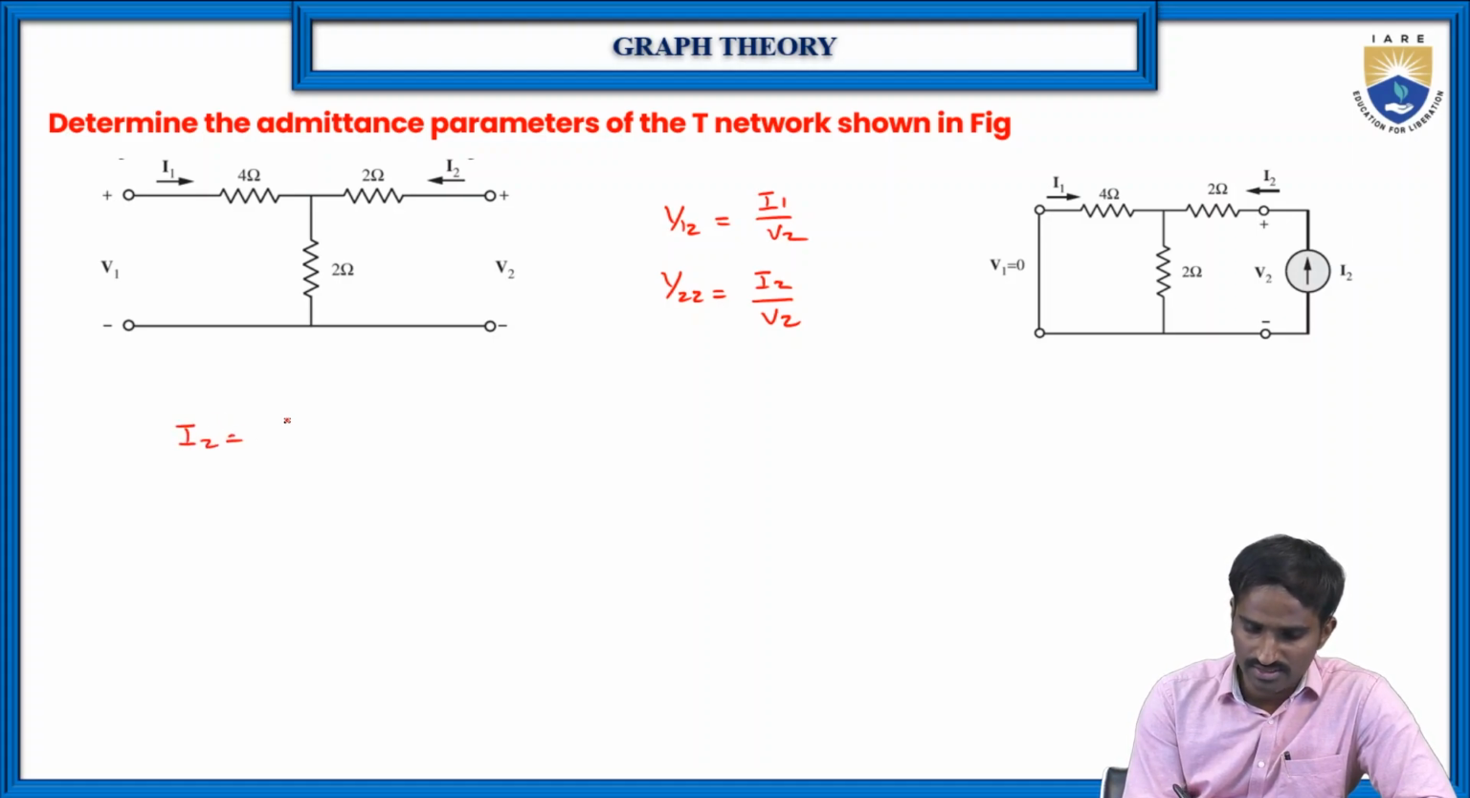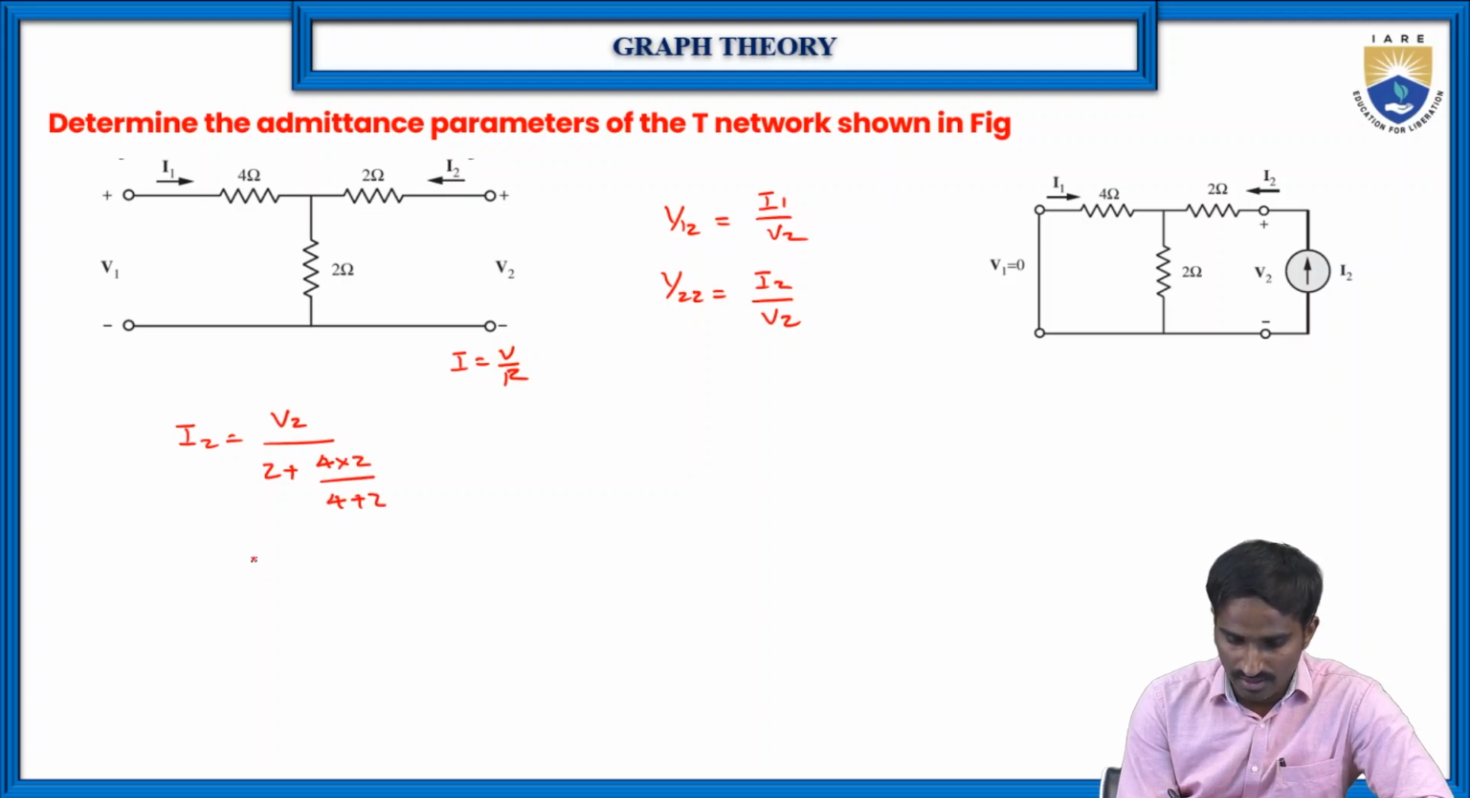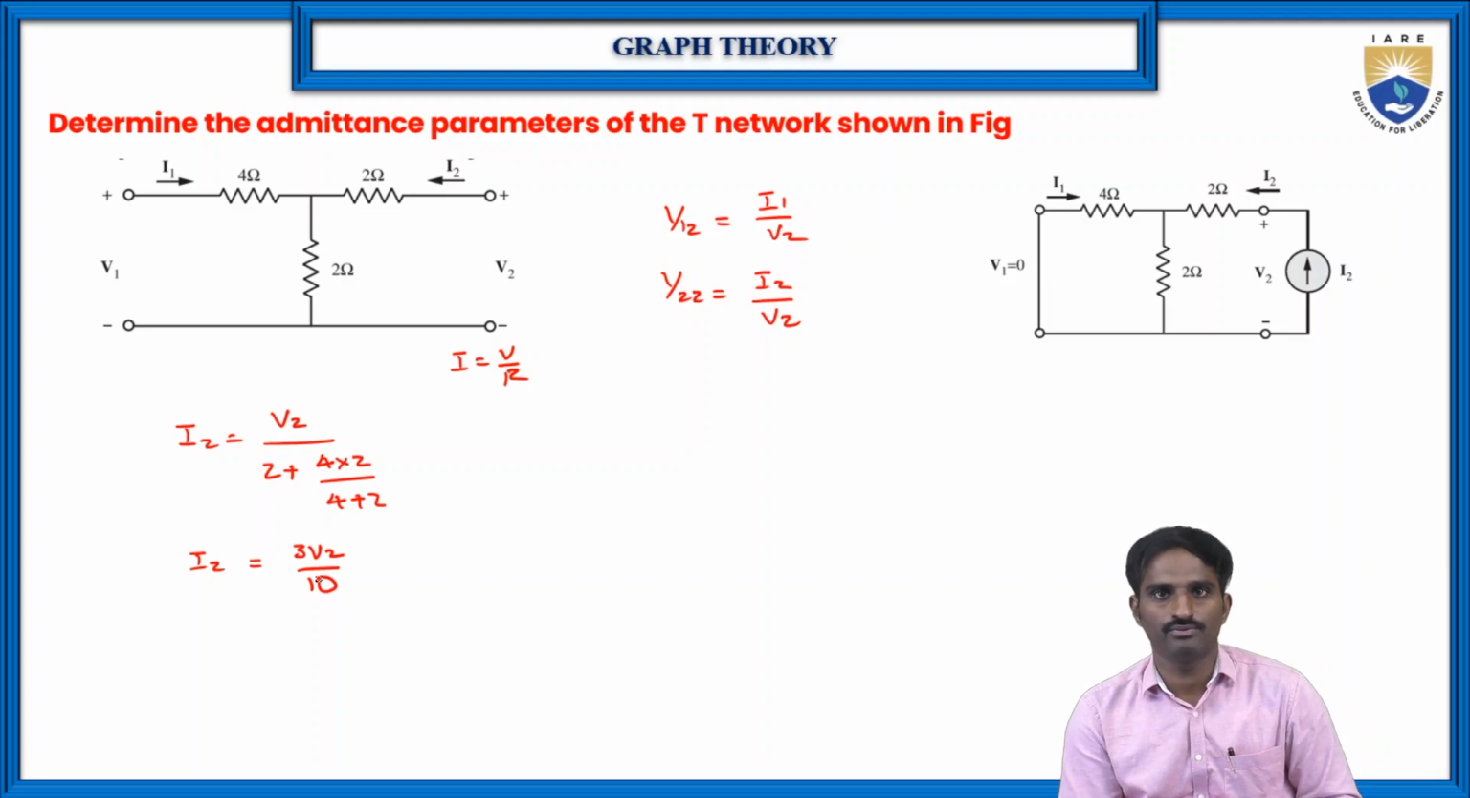I2 is equal to, again the same way, generally I is equal to V by R. So here V is V2, and here R, again these 4 and 2 are in parallel, and this combination is in series with the 2 ohm resistor. So 2 plus 4 into 2 by 4 plus 2, right? Then we will get I2 is equal to 3V2 by 10. This is the value of I2, right?